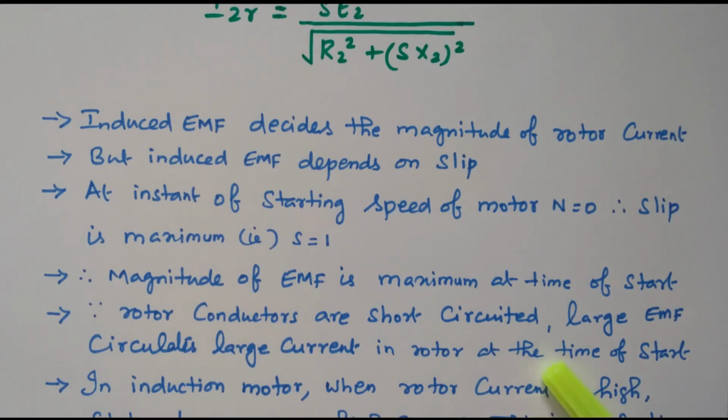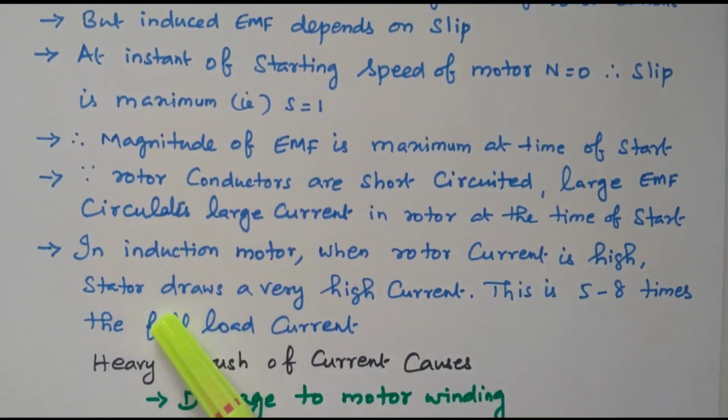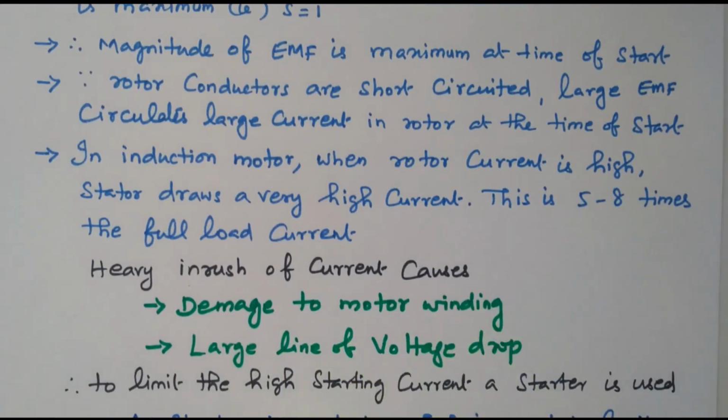So the rotor current depends purely on the induced EMF, and the magnitude of this induced EMF is maximum at the starting. So the rotor conductors are short circuited and the large EMF circulates a large current in the rotor at the time of starting. In an induction motor, when the rotor current is high, the stator draws a very high current, about 5 to 8 times the full load current. Due to this inrush of high current, it may damage the motor winding and cause a large line voltage drop.